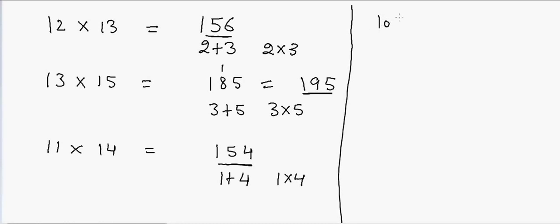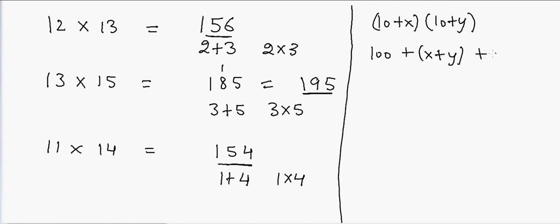So how this trick works, let's take a look into it. If we have 10 plus x and then 10 plus y, so we are taking 10 as a base and these numbers are close to 10. So in that case, if we solve this, it will be equal to 100 plus 10 times x plus y, plus xy.